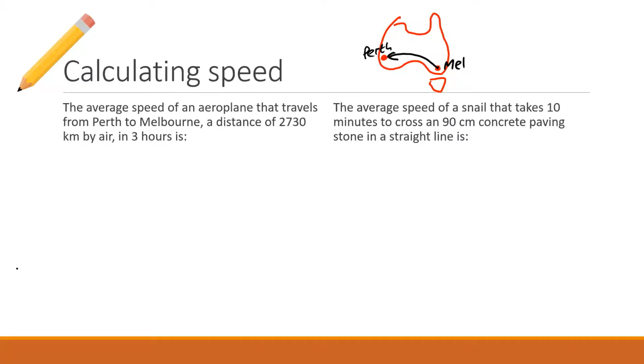So let's work out how you would solve a question like this if you were given it. Well, you would write down V equals D divided by T. Your speed is your distance traveled divided by the time. The distance traveled in this case is 2,730 kilometers, and it does that in 3 hours, divided by 3 hours.